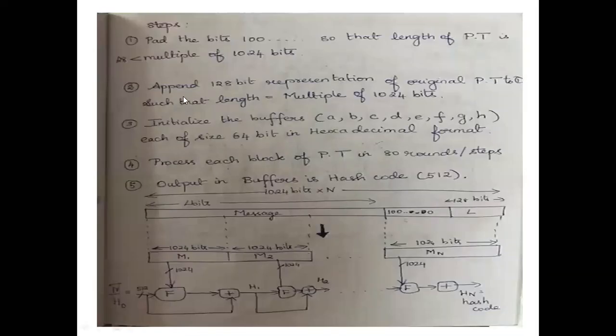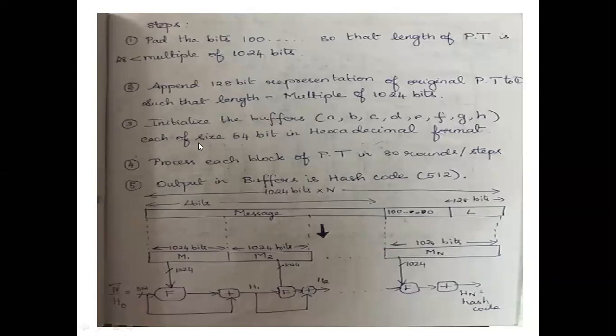You're going to pad the bits until it is 128 bits less than the required length, because in the second step you're going to add 128 bits. Okay, that's all with regard to that. If you see in this diagram, you have the plain text message here, then the padding starts here with 1000, then you add 128 bits. So in total it should be a multiple of 1024 bits.